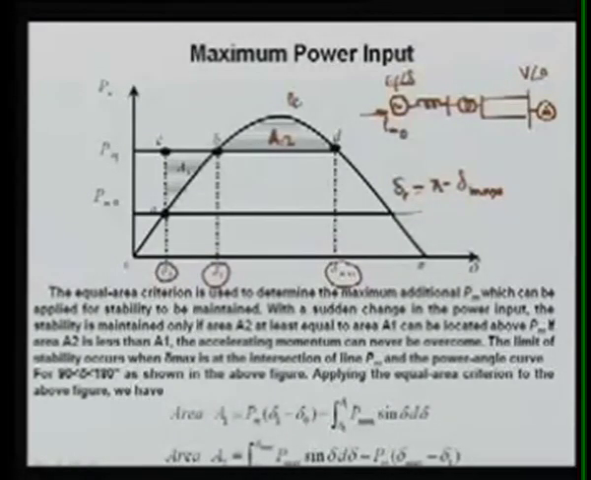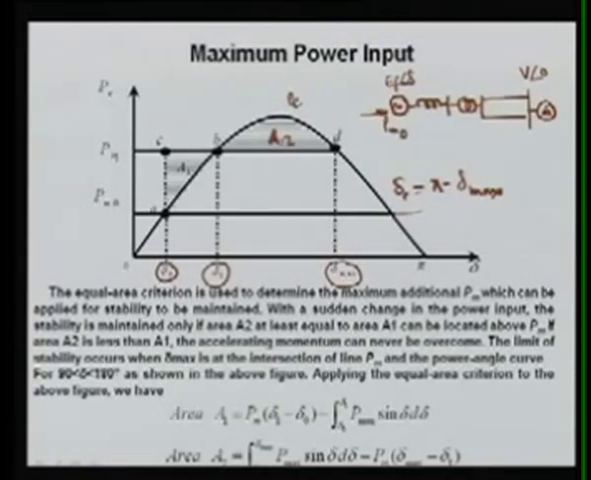Here area 1 is the oscillating power. To maintain stability, area A2 must be at least equal to area A1. If area A2 is less than area A1, the oscillating momentum can never be overcome.